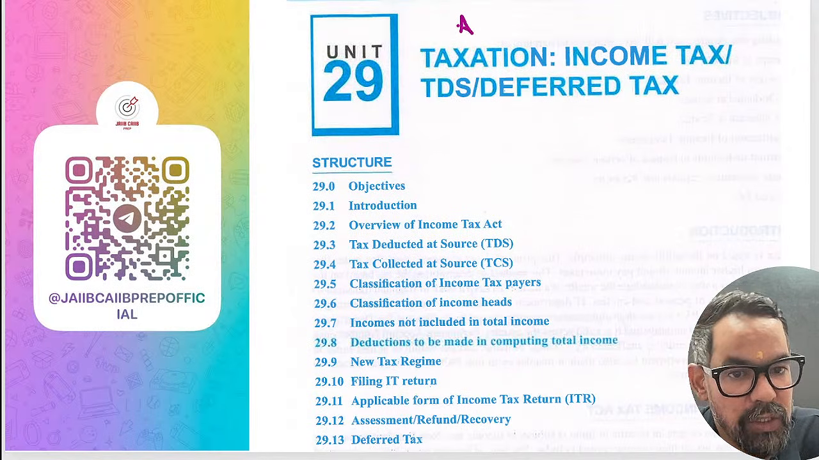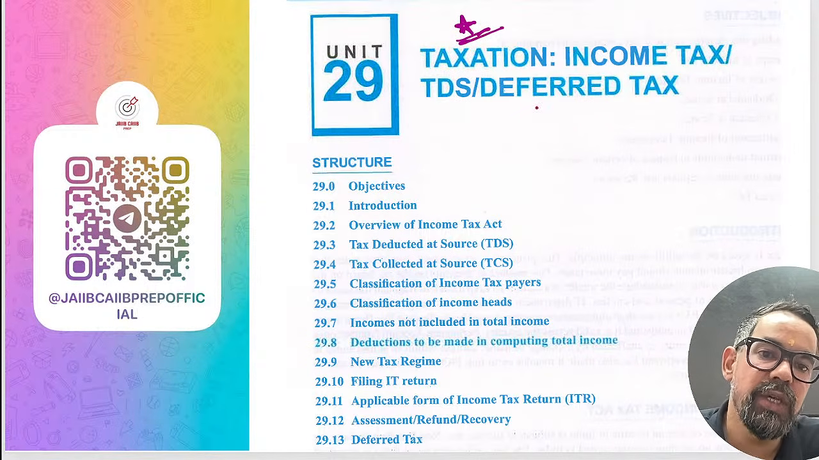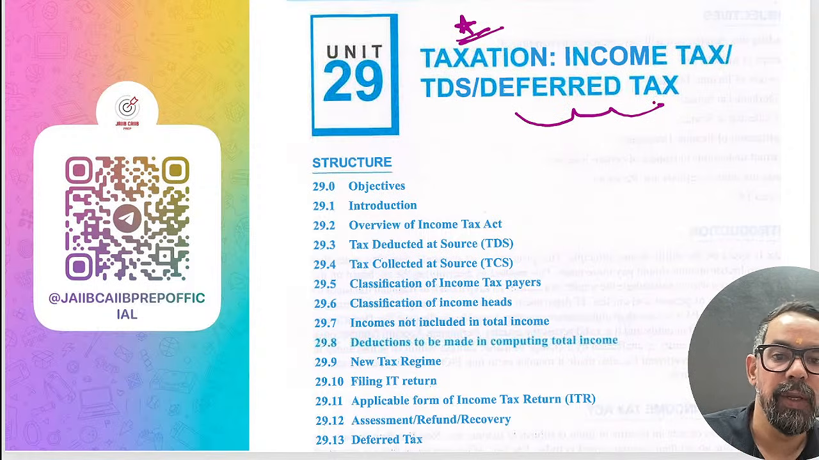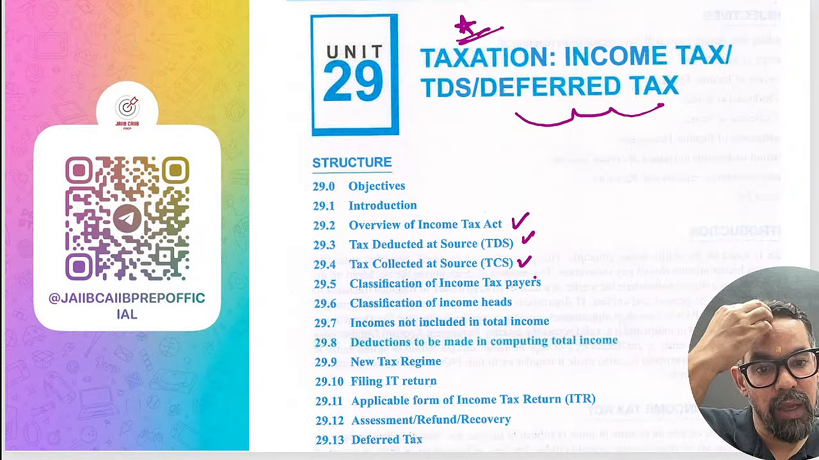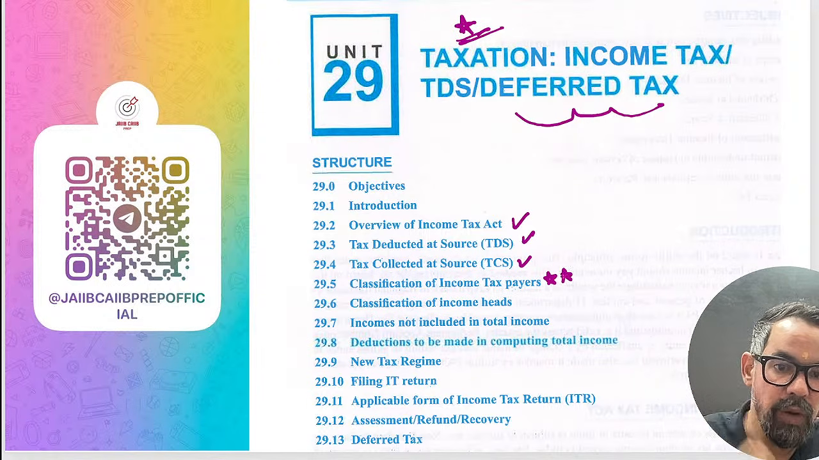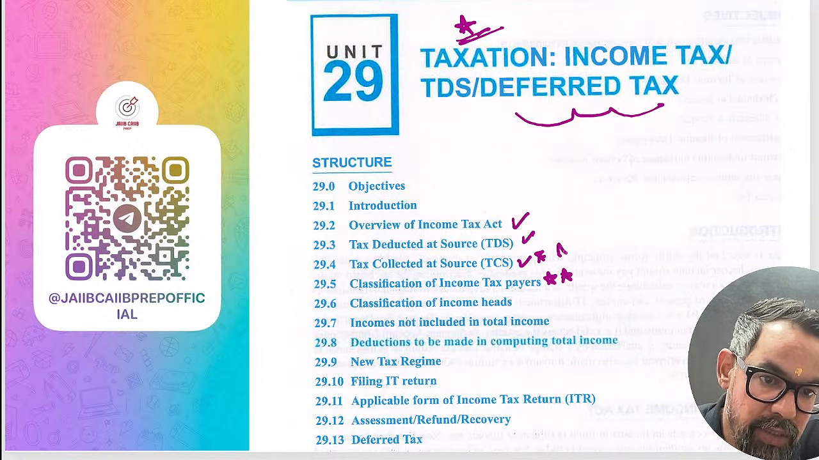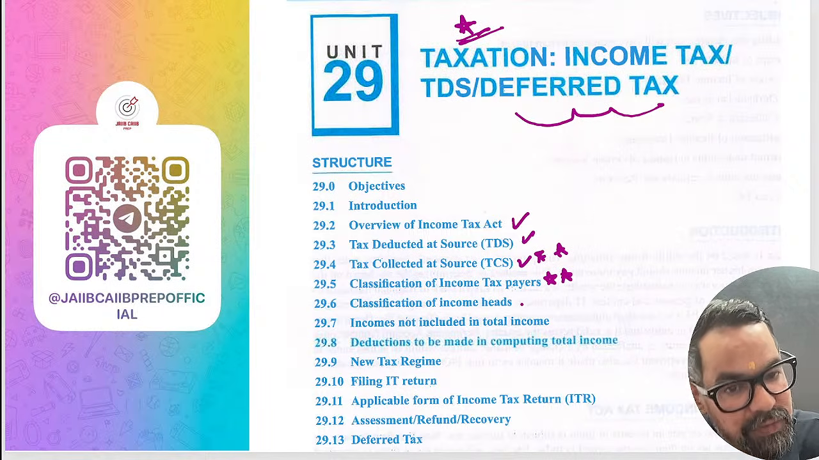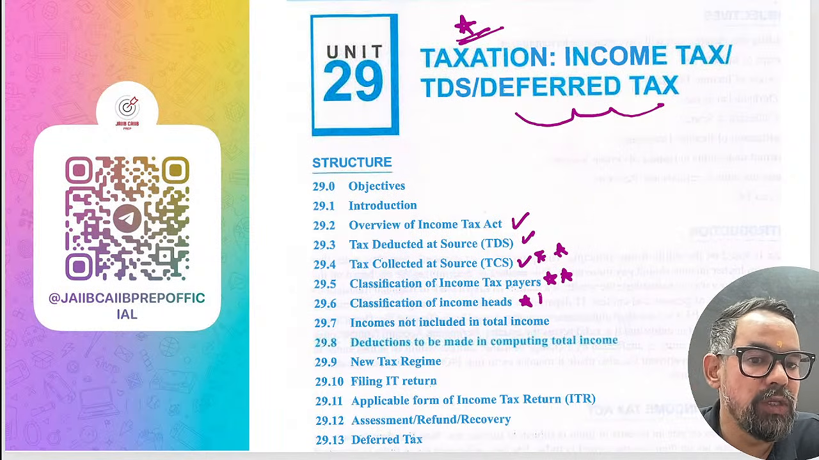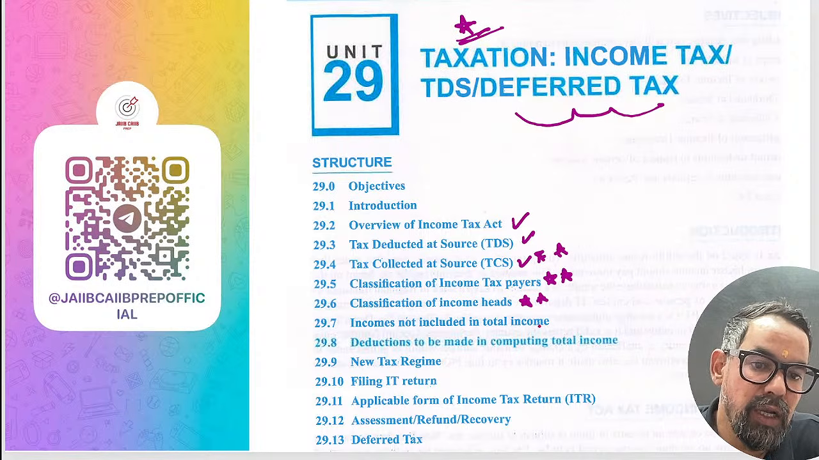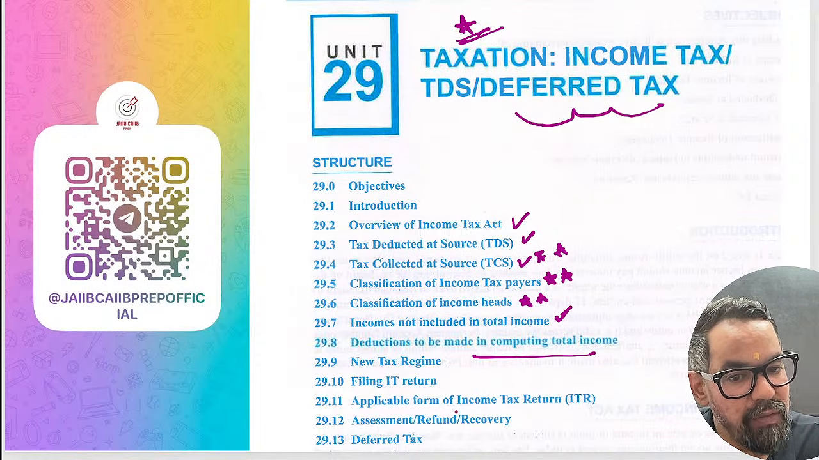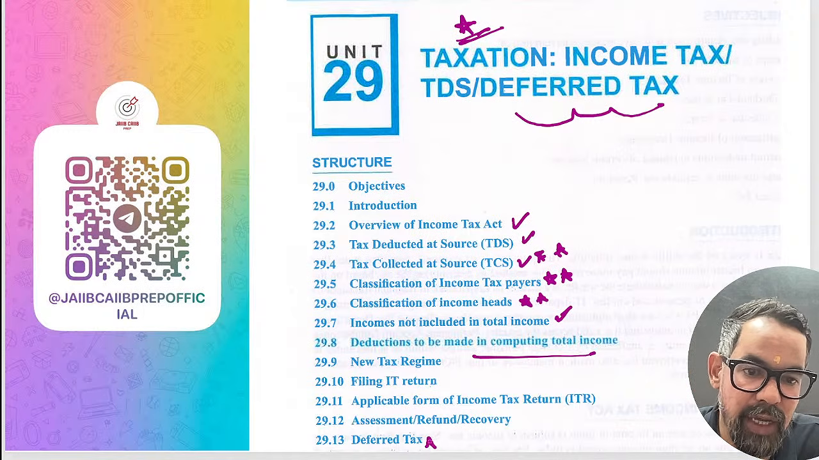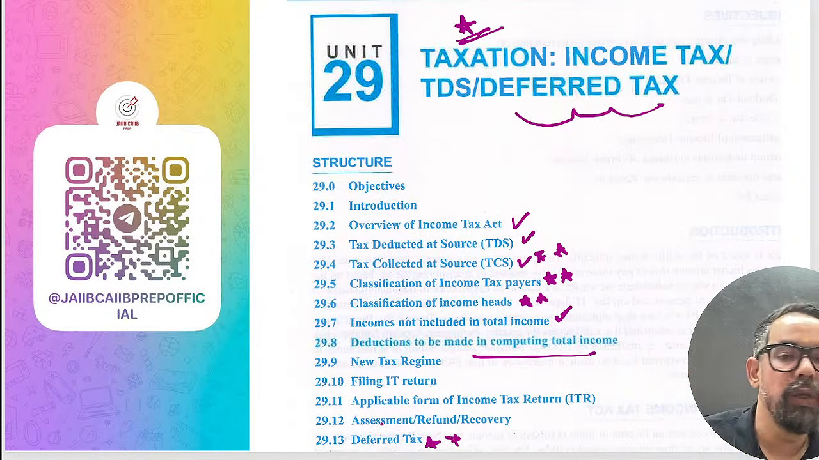First we have taxation. So when it comes to taxation, this is just an introduction to taxation. We have TDS, TCS, Income Tax Act. Classification of taxpayer is very important. TCS is very important because there are some changes. Classification of income heads is also very important. Income not included, this also got asked last time around agriculture and all. Deductions, new tax regime, and we have deferred tax, which also gets asked many times in your examination, right?